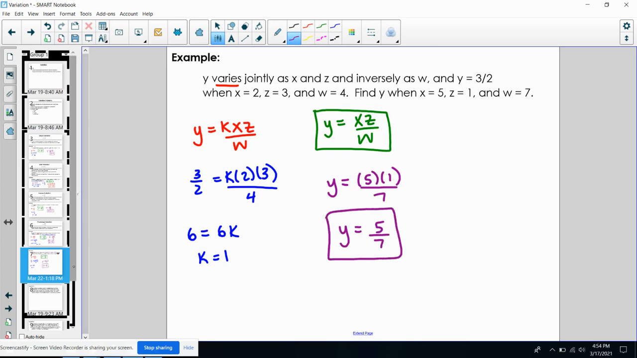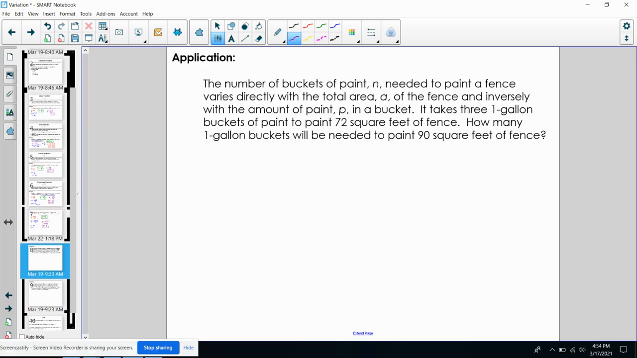Okay. And now we're just going to look at a couple of word problems. Okay, so here's our first one. The number of buckets of paint N needed to paint a fence varies directly with the total area A of the fence and inversely with the amount of paint P in a bucket. So let's first just set this up. So the number of buckets of paint, that's going to be N, and it says that it varies, so equals K, and then it says directly with the area, so we're going to multiply A, and inversely with the amount of paint, so over P. So this is going to be our equation that we start with.